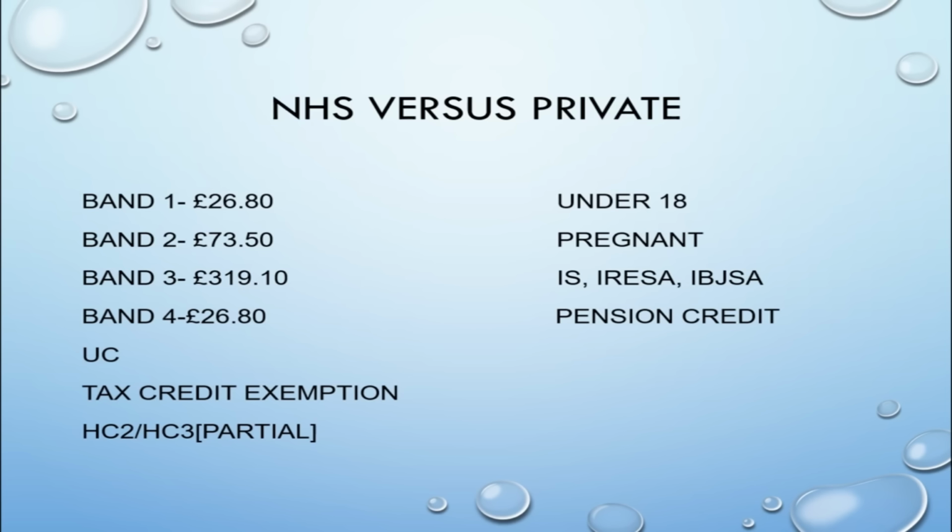Now, one may ask, who are those who are entitled to free dental care? If you're on universal credit, tax credit exemption, if you've got an AC2 certificate or AC3 certificate. AC3 certificate means you pay something towards the total and the government pays the rest for you. If you're under 18, if you're pregnant, if you're on income support, if you're on income-related employment support allowance, if you're on income-based job seekers allowance, and if you're on pension credit.